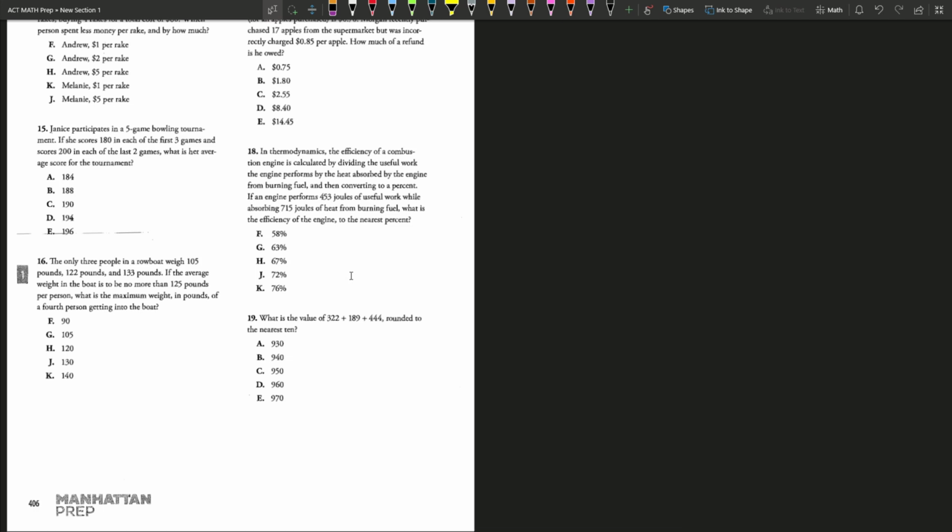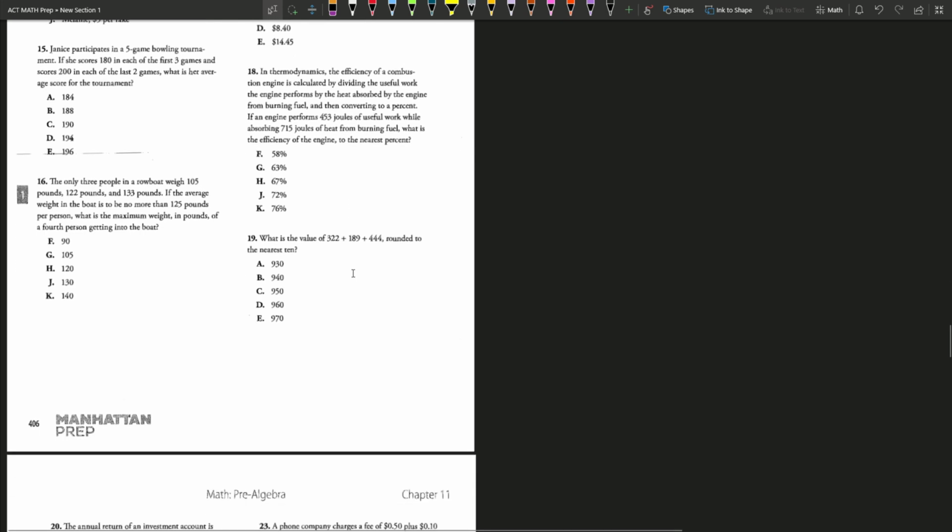Let's do number 18. All right, so number 18 says in thermodynamics, the efficiency of a combustion engine is calculated by dividing the useful work the engine performs by the heat absorbed by the engine from burning fuel, and then converting to a percent. So we have our little equation: useful work divided by heat absorbed, and then converting that to a percent.